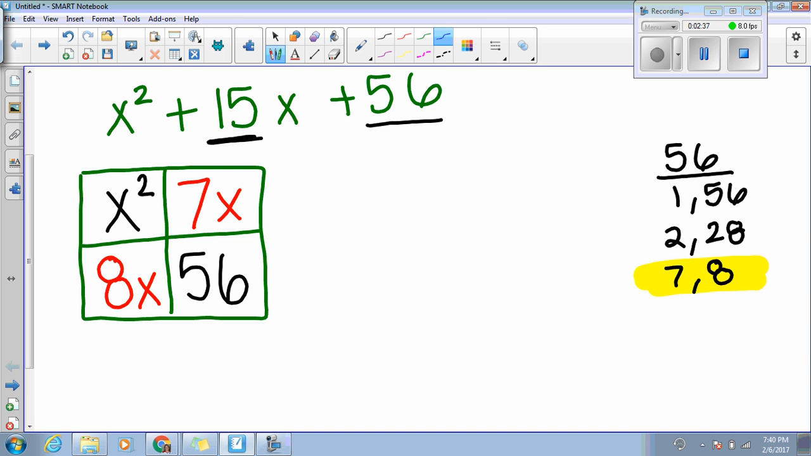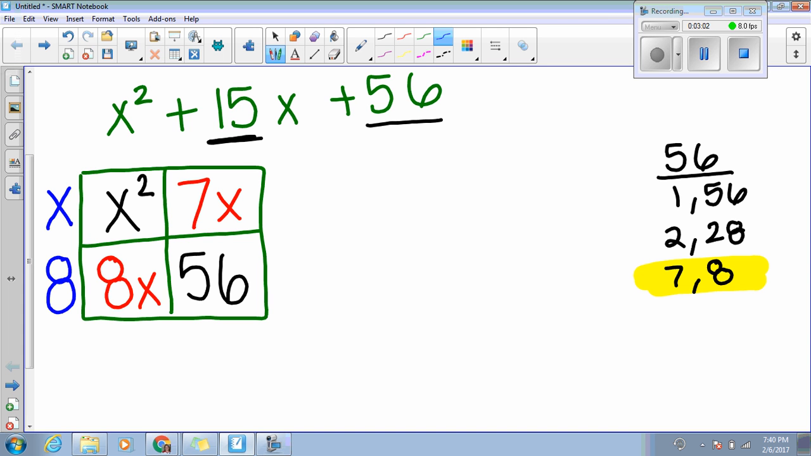So I'm going to start by finding the GCF of the top row. So the GCF of x squared and 7x is x. And the GCF is something that I can take out of both of them. The GCF of the bottom row is 8. It doesn't have an x because I can't take an x out of 56.